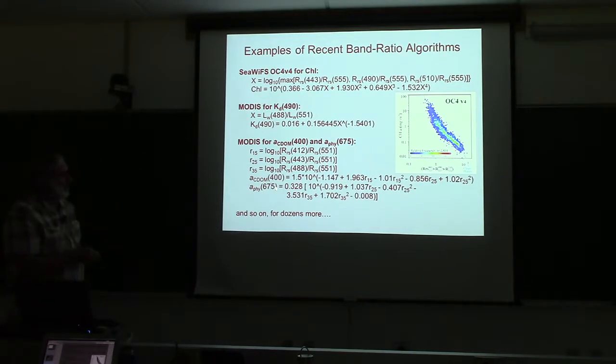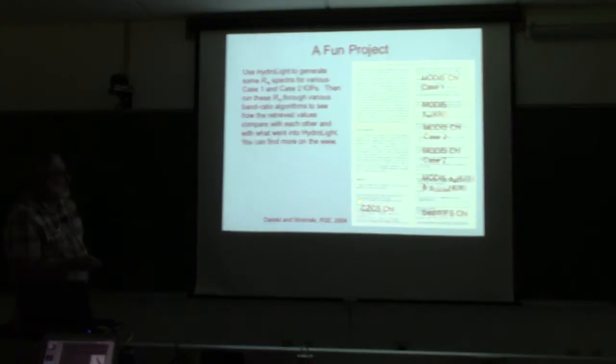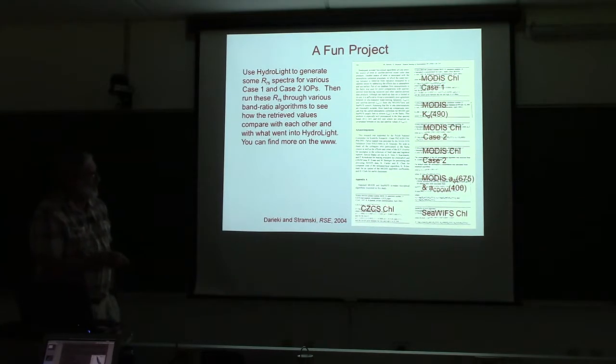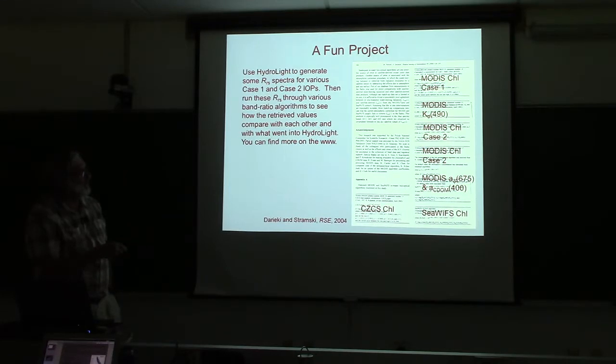And all of these are the same thing. They've taken their data for KD at 490 and they've fit some curve to it. And here's the equation that gives you KD at 490. And then Stramski and Dedeky had a paper reviewing a whole bunch of these algorithms. So there's the CZCS chlorophyll algorithm, there's the MODIS chlorophyll for case one water, MODIS chlorophyll for case two, and there's two versions of that one. And so there's the SeaWiFS chlorophyll algorithm.